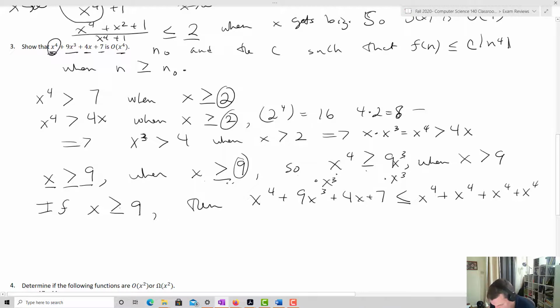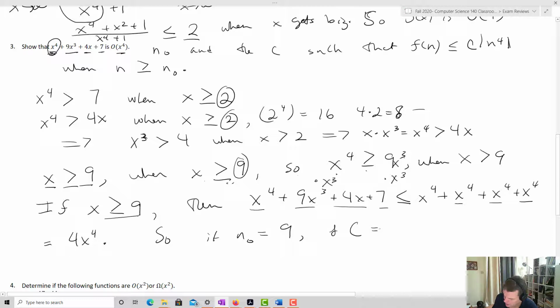Because at the point at which x is greater than or equal to 9, this is true for every single term. We have the x to the fourth, and we add a number that's bigger, x to the fourth, x to the fourth, and x to the fourth. So this is now equal to 4x to the fourth. So if n naught is equal to 9 and c is equal to 4, we have shown that f of x is O of x to the fourth.